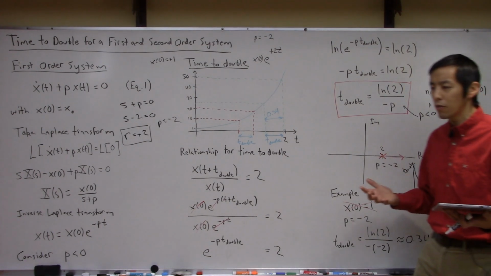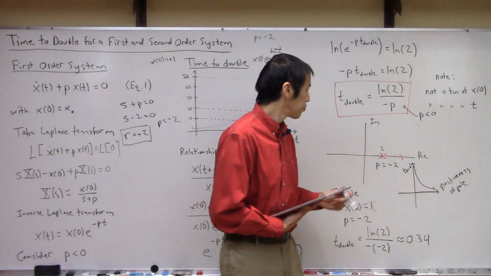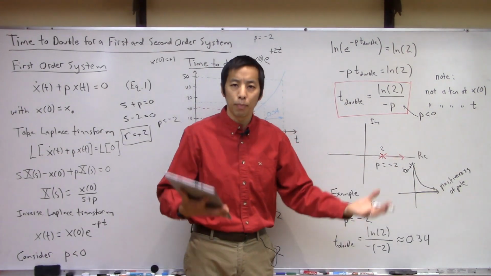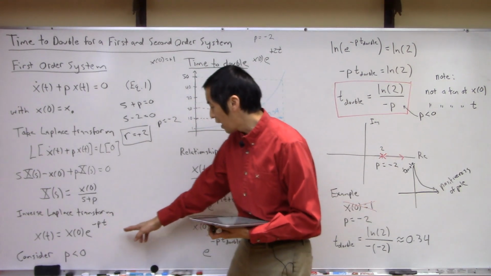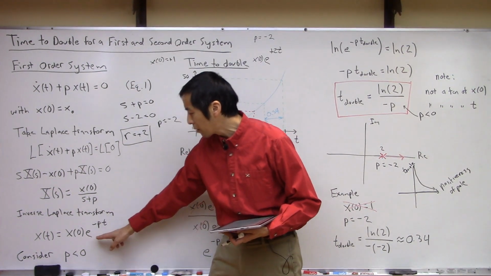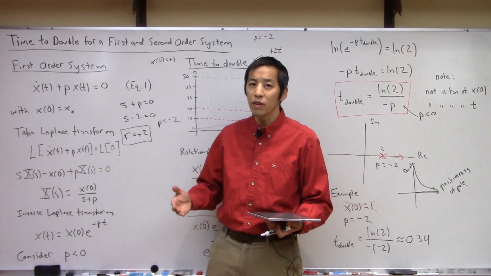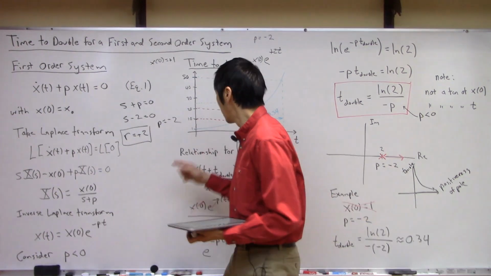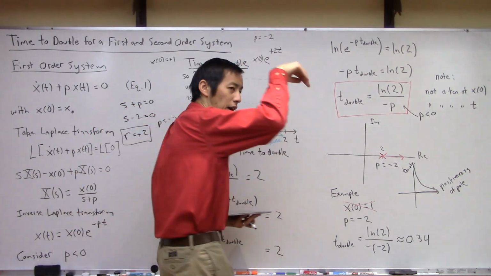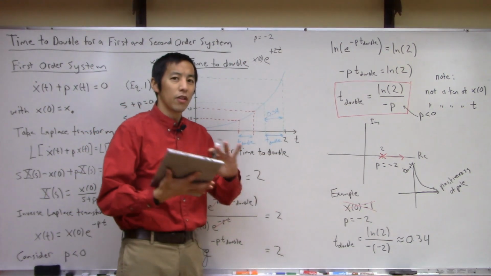And again, this passes the duh check, right? If your pole is further in the right half plane, it responds more quickly, right? Instead of an e to the +2t, if this was e to the +20t, this would be way steeper, right? And your doubling time would go down, okay? So again, this all checks out.